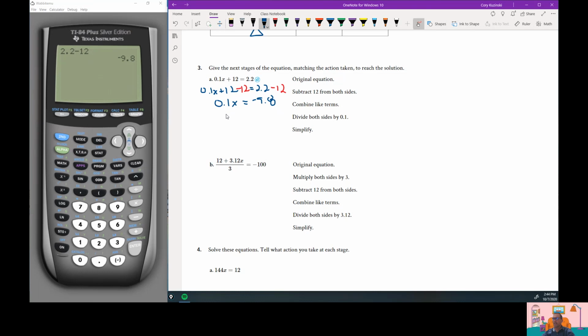Divide both sides by 0.1. So we're going to take that equation, 0.1x, and we're going to divide it by 0.1. And we'll take the right side, the negative 9.8, and we'll divide that by 0.1 as well. On the left, when we simplify, we'll get x. And on the right, negative 9.8 divided by 0.1. Uh-oh. Negative 9.8 divided by 0.1 equals negative 98. And that's the solution to the equation.